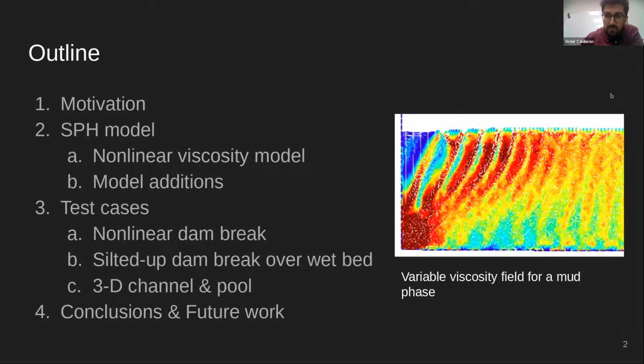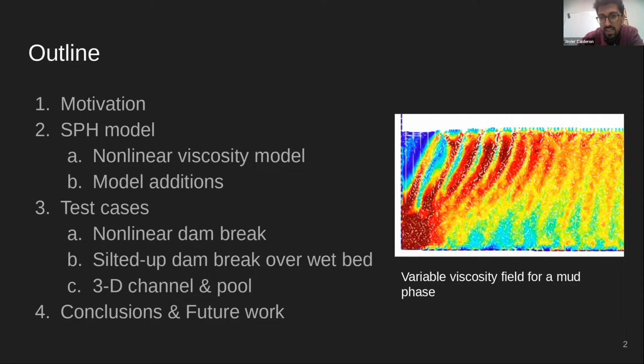So what I will be talking today, I will start with the motivation of this work and putting it in context, and then I will explain straightforward what's the SPH model that we are using in order to achieve our aim. And I will finally present some of the test cases that we have been trying along this time. And of course, I will end up with some conclusions and some lines for the future. So you have here an image of what to expect.